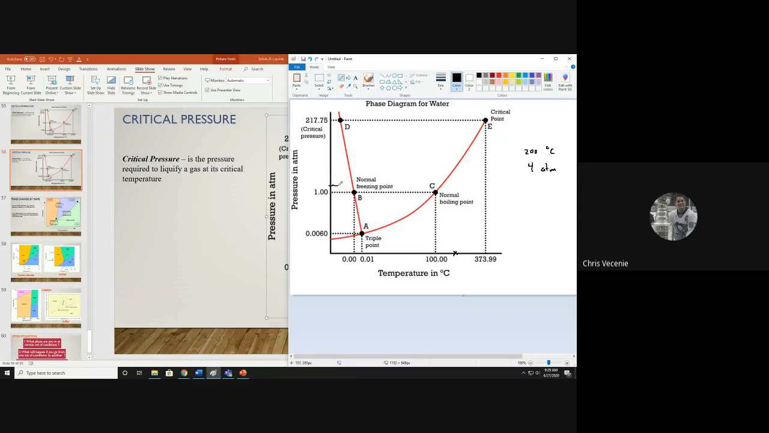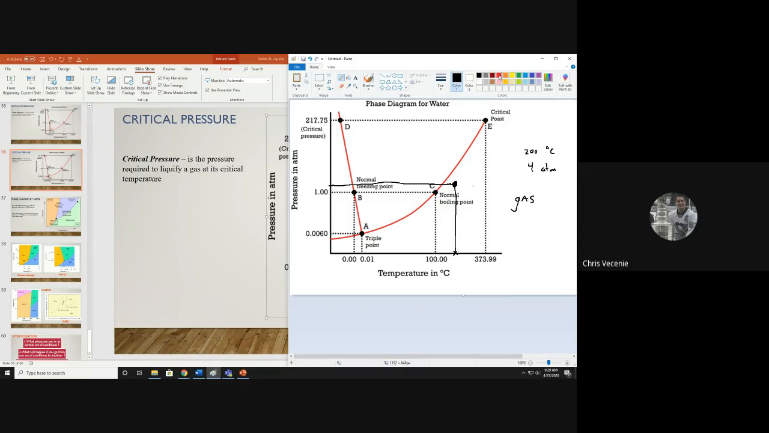We trace up to the intersection of those points. So we'd go there, we'd go there. And then where those points intersect, we're looking at this right here. Right? Where am I at? I'm not touching a line. Right? I am solely a gas.